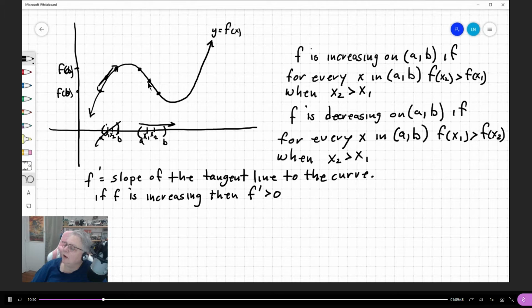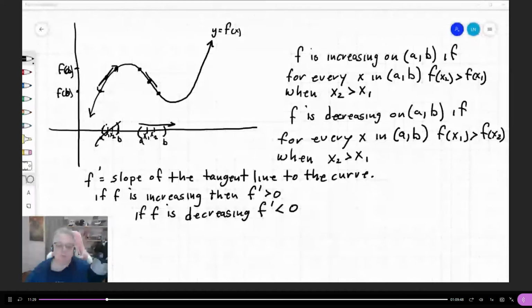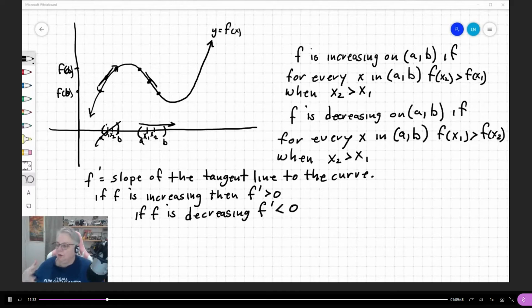And if I look over here on this side where I can see that my function is decreasing, and I put a tangent line in on that side, any tangent line on that side is going to have a negative slope. So over here, if f is decreasing, then f prime is going to be negative, less than 0. So that's all based on the slope of the tangent line to the curve. That's our visual definition there.